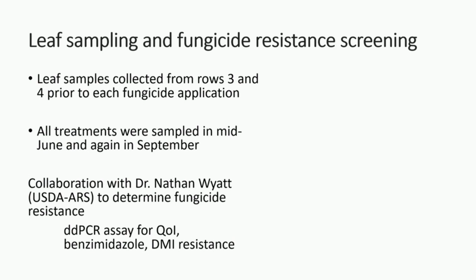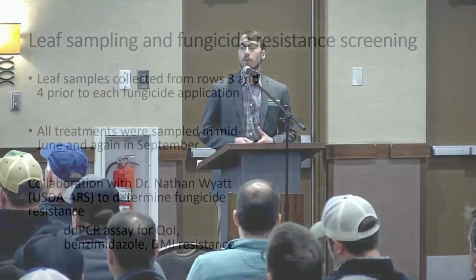Along with this trial, we conducted some leaf sampling and resistance screening. Prior to each fungicide application, so between 6 times during the year, we sampled leaves from the middle 2 rows of the trial and sent them to Dr. Wyatt's lab to assess with molecular techniques whether the Cercospora isolates had mutations that indicated fungicide resistance to QOIs, benzimidazoles, which is Topsin, and DMI fungicides. Now, only DMI fungicides were applied in this trial.